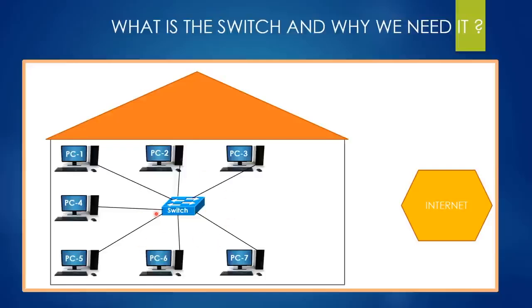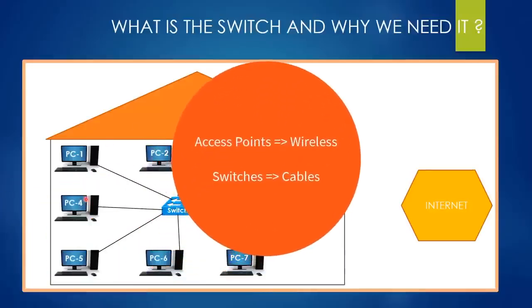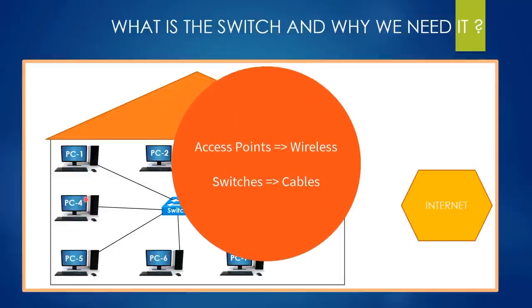Or in the same way, we can use an access point device instead of a switch device, and if we use an access point device, the access point uses wireless technology instead of cables while communicating with devices. In summary, both the switch device and an access point device enable these 7 computers to communicate, this is obvious, but one uses cable and the other one uses wireless technology.